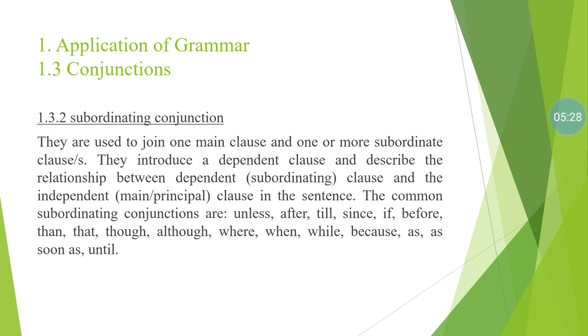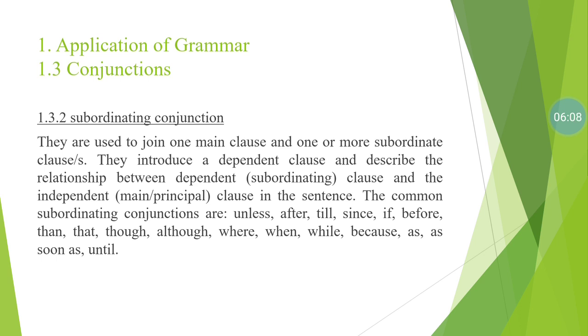Next, subordinating conjunctions. They are used to join one main clause and one or more subordinate clauses. They introduce a dependent clause and describe the relationship between the dependent, that is subordinate clause, and the independent, that is main clause in the sentence. The common subordinating conjunctions are as follows: unless, after, till, since, if, before, than, that, though, although, when, while, because, as soon as, until, etc.